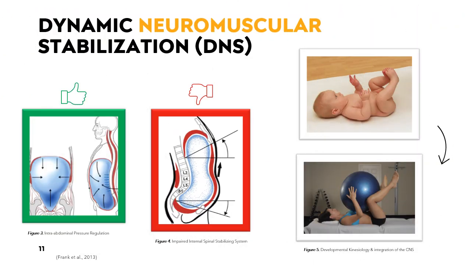Figure 3 shows regulation of intra-abdominal pressure by coordinating the muscles of the pelvic floor, diaphragm, and transversus abdominis. Figure 4 illustrates the increased shear stresses that can be placed on lumbar spinal segments with poor spinal stability. Figure 5 is a good representation of how developmental kinesiology and various related positions are used to train the central nervous system with DNS techniques.